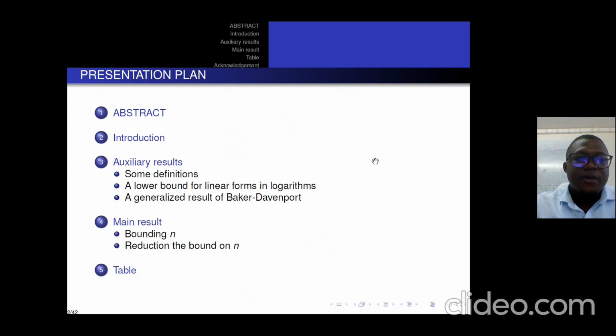First of all, I will give the abstract of this paper, and second, I will give an introduction. In third position, I will give an auxiliary result, and in fourth position, the main result. In the last section, I will give the table of all representations of powers of 2 which can be written as a sum of 5 Fibonacci numbers.